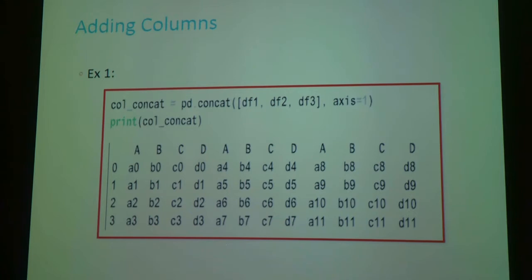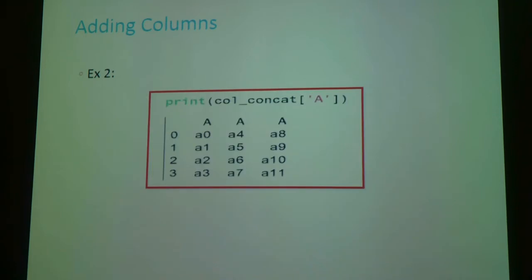Alright, so again, if I need to add columns, column-wise, I have to change the axis to 1. As you see in here, this is the first one, the second one, the third data frame, they are all added together. Alright?